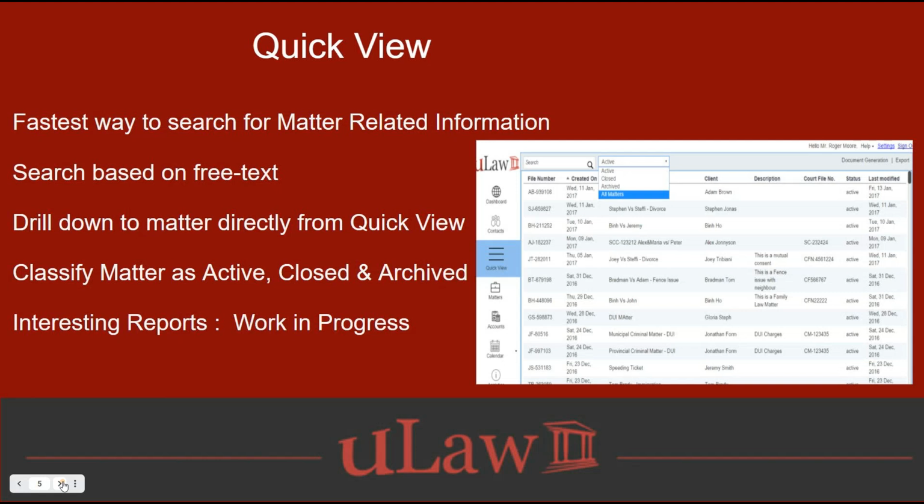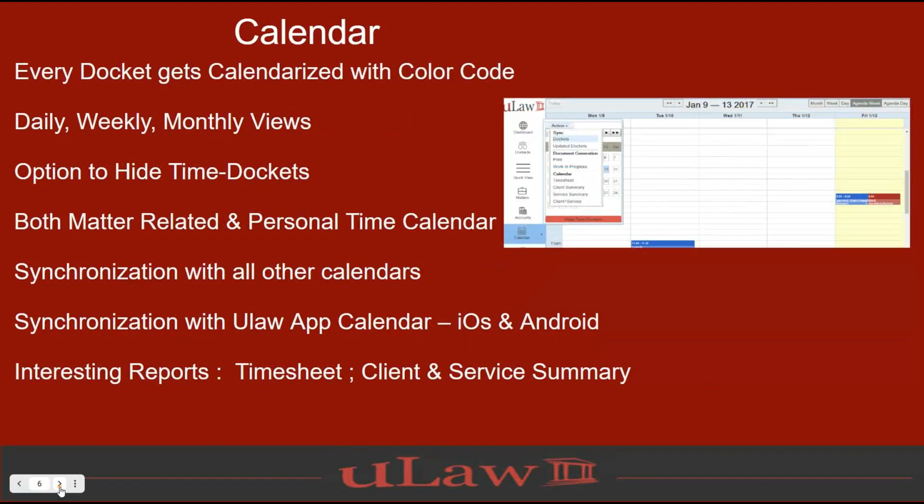So if you know it's a criminal matter, you can just search criminal. If you know the actual name, you can search by the name. And if you know the file number, you can search by the file number as well. So it's pretty much a search based on free text, which allows you to get a better appreciation of the matter. We give you information like when it was last modified. Of course, within the matters, we allow you to categorize your matters as open, closed, and archived. So we allow you to do the same thing with the Quickview as well. Okay? And there are some interesting reports that we've plugged in to the screen.